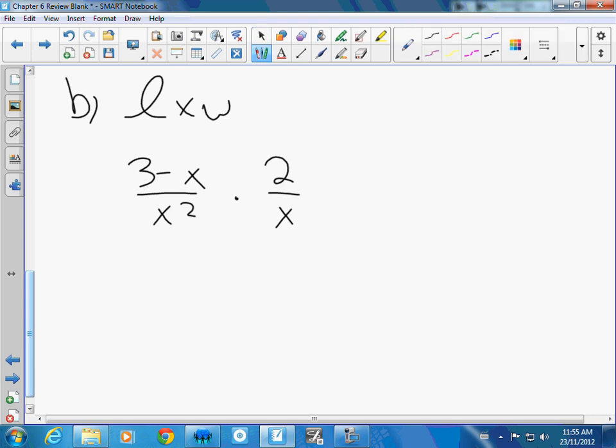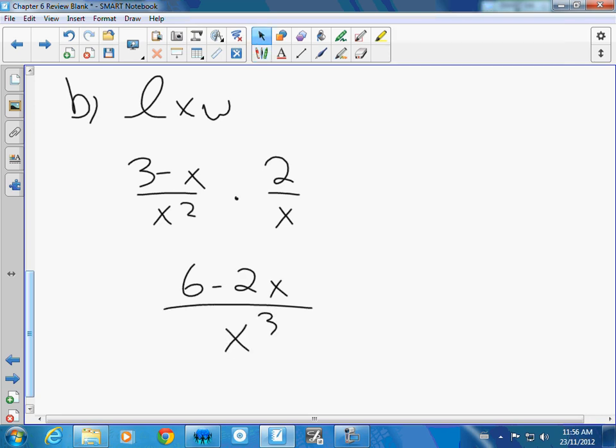Let's just multiply this. What do we get when we multiply this? Six minus 2x. So 6 minus 2x over top of x cubed. Okay. Distributive property, 2 times both of those, right? You see how the rules are all there. They haven't changed. Can't you simplify anymore?